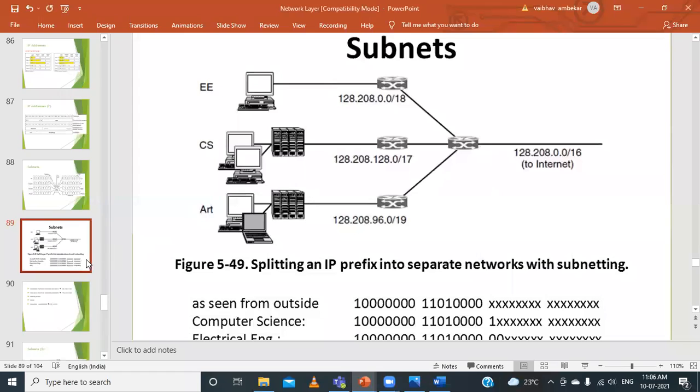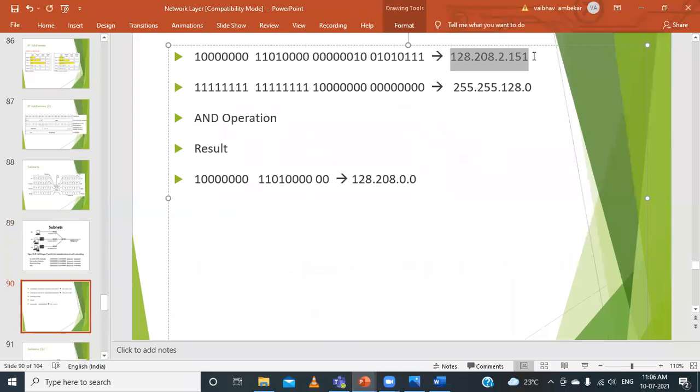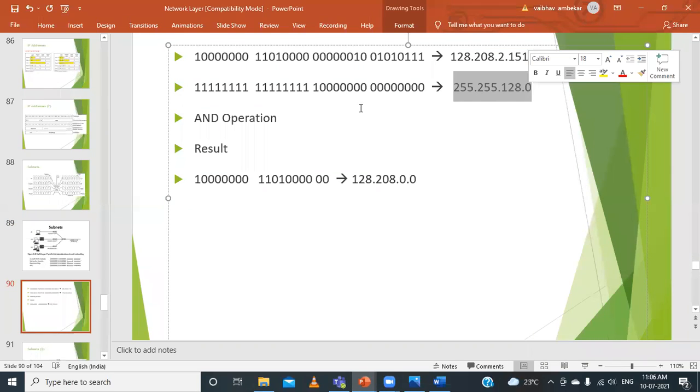So when a packet arrives with this as the destination address, this subnet will do the AND operation like this, 255.255.128.0 with that. And then whatever result it gets, if the prefix matches, it will send it to that particular department.